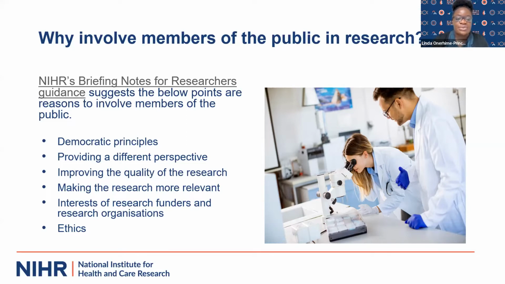Then we also have improving the quality of research. So research participants from a community involving members of the public. So basically, again, using my example of type 2 diabetes, it would improve things for people who are affected by that long-term condition. And again, another aspect of why it's important to involve members of the public in research: it makes the research more relevant, to make sure you are including a diverse range of people from the public.